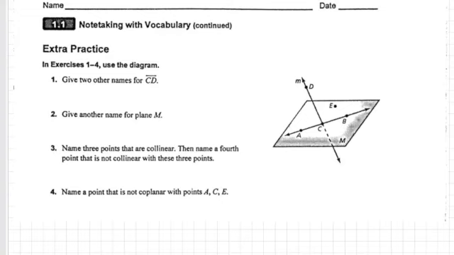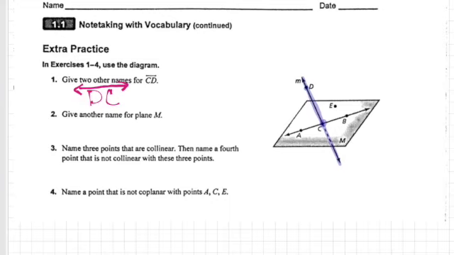All right, so it says for me to give two other names for line CD. So the first thing that I want to do is find line CD. So I see C and D, so they must be talking about this line here. I know any 2 points on the line can name it, so if I can call it CD, I can also call it DC. So I can call that line DC.